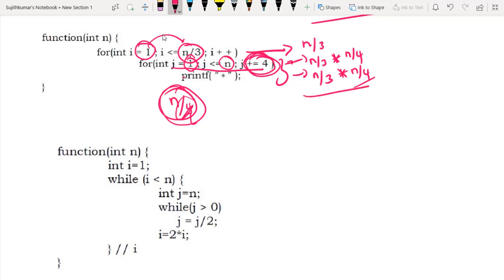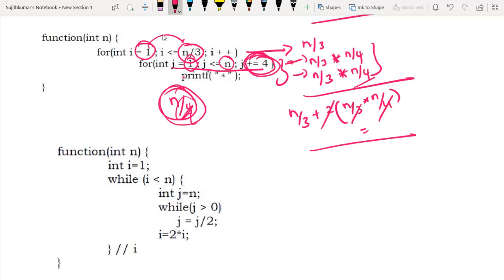Okay, so if I add this up, I'll get what? It's very simple, guys. I'll get n by 3 and 2 times n by 3 into n by 4. So if I ignore the constants, I'll ignore 3, 2, 4, and again ignore 3, and I'll get n and n square. N square is worse than n, so I have to write big O of n square, right? So that's the big O of this question.